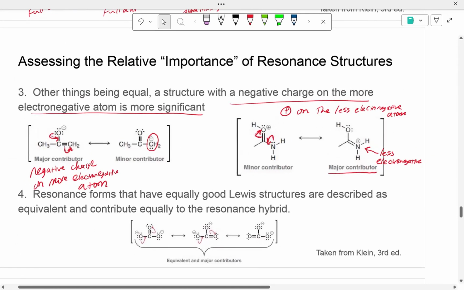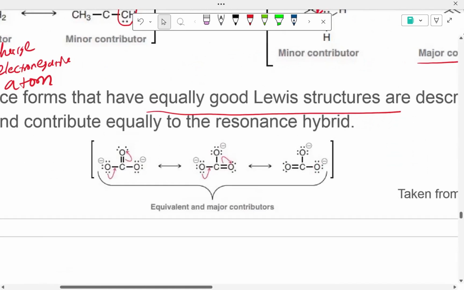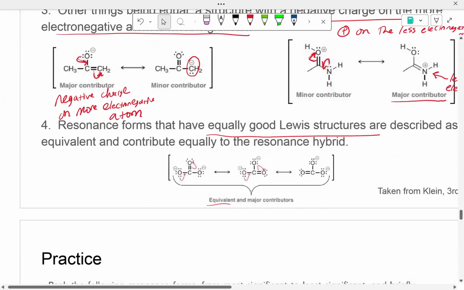Now, if you go through all of these rules, 1, 2, and 3, and you don't see any difference whatsoever, it is possible for resonance forms to be equally descriptive and contribute equally. Like, for example, carbonate. All of these resonance forms, everything has a full octet. The charges are the same. The charges are always on the most electronegative atom. And so we would just say they're all equivalent. They're all major contributors to the overall structure.